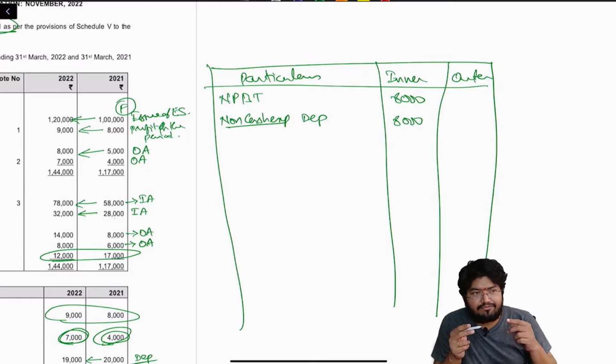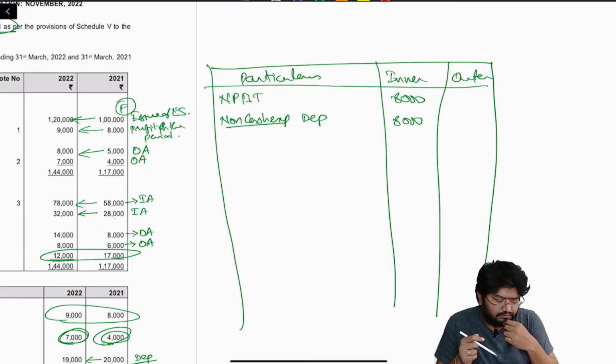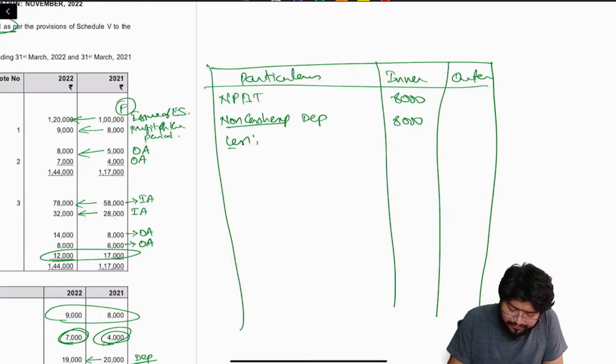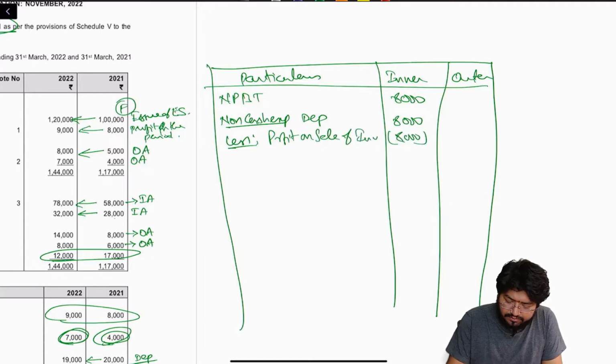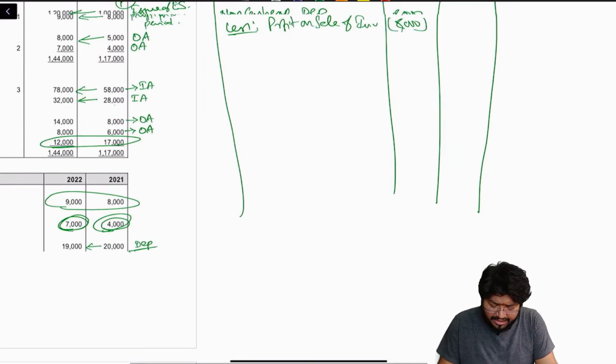So which means from the existing profit, what should you do? You should add or deduct? Deduct. Okay, so less profit on sale of investment, 8,000 deduct. Okay, next, what other items do we have?